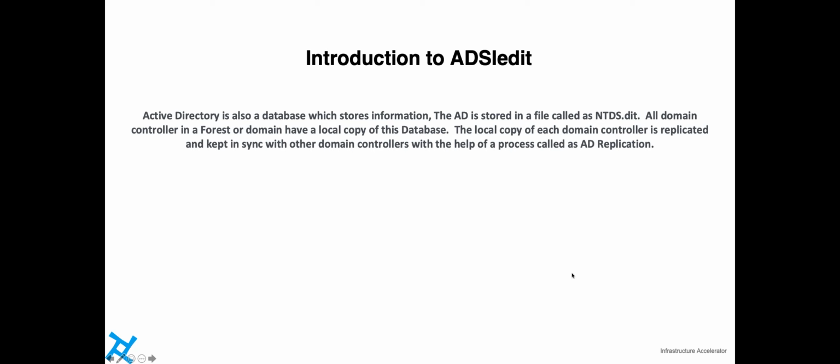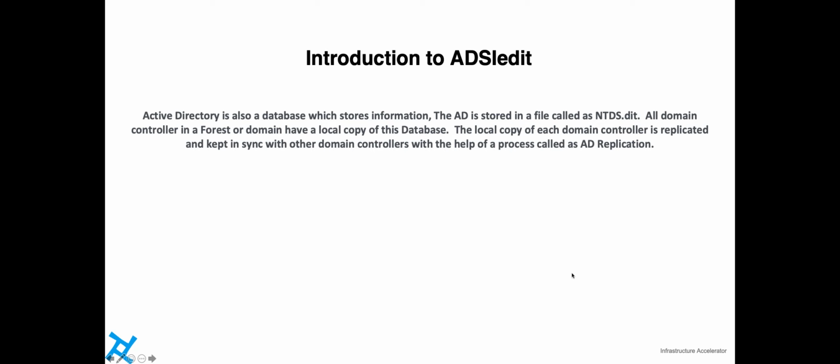So Active Directory is ultimately what? It stores your users, computers, and other configuration items. So it is a database, and like any database, it also has a file. Ultimately, a database is stored in a file. The name of that file is called ntds.dit, and every domain controller has a local copy of this file inside it. I think it's the C Windows folder where you have ntds.dit.